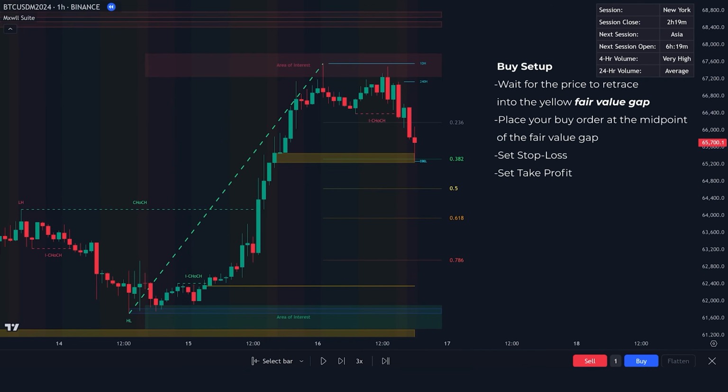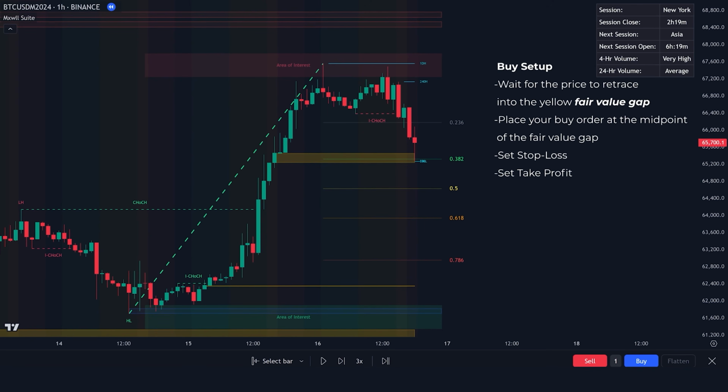The Mxwl Price Action Suite indicates a strong bullish trend, as evidenced by the price making higher highs and higher lows. Given this upward trend, we will be looking for a buy opportunity using the indicator's bullish fair value gap. The bullish fair value gap is highlighted in yellow.